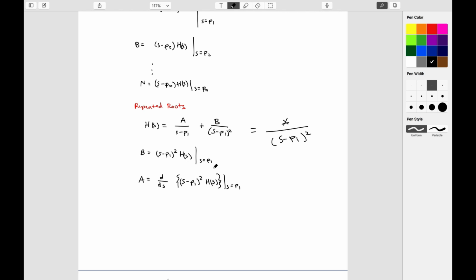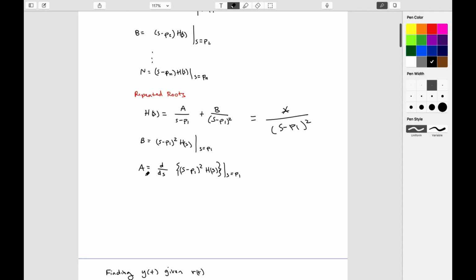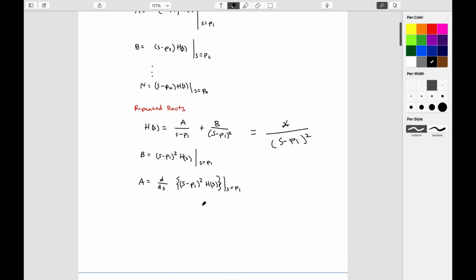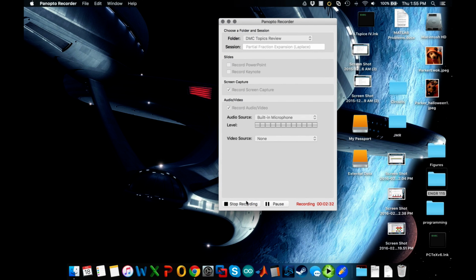All right, and then B would be found the same way as normal. We would take s minus p1 squared times H(s), evaluated when s is equal to p1. And to find A, what we would do is take the derivative of that same expression and evaluate at that critical point. All right, so that's just a very quick reminder of that.